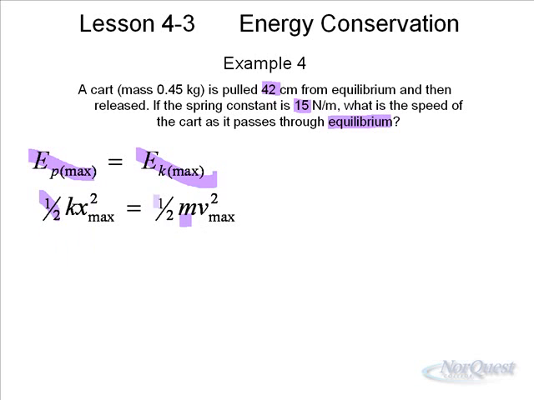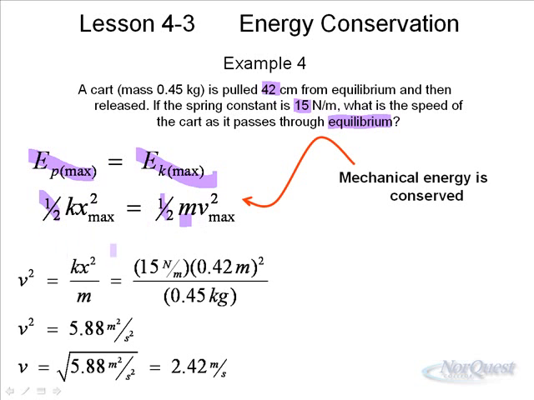So again, the halves cancel. We multiply both sides, or we divide both sides by m. And in this case, we end up with v squared is equal to kx squared divided by m. And of course, our k value is 15 in this case. Our maximum displacement, 0.42. The mass is 0.45. And we end up with the square root of 5.88, which is 2.42 meters per second. This would be the speed of the cart as it passes through equilibrium.